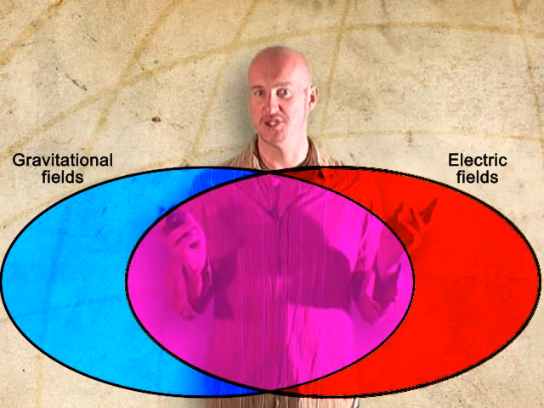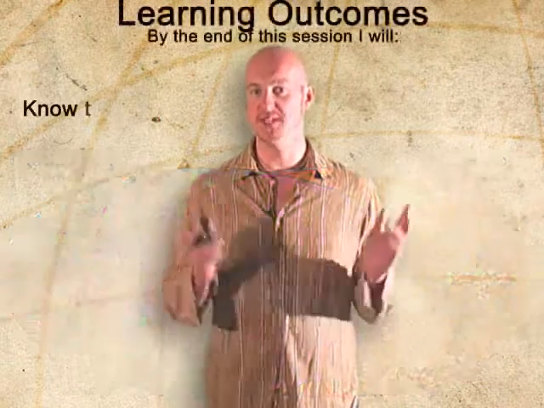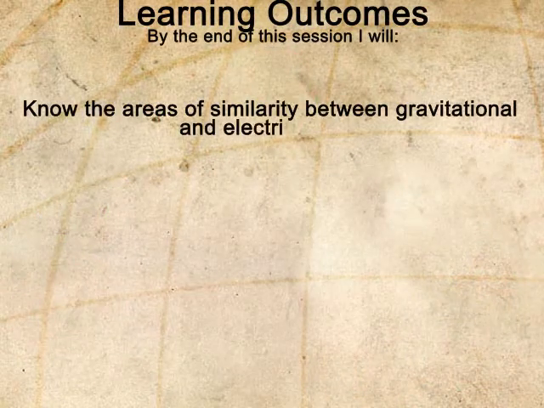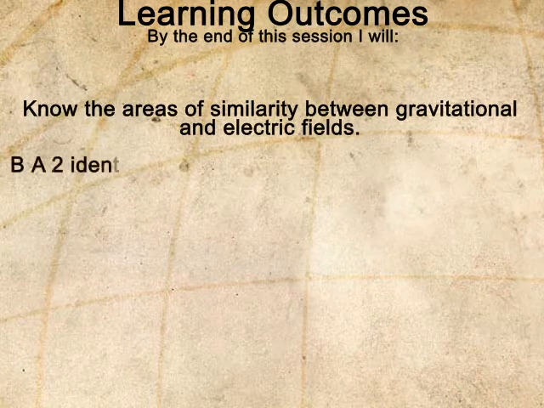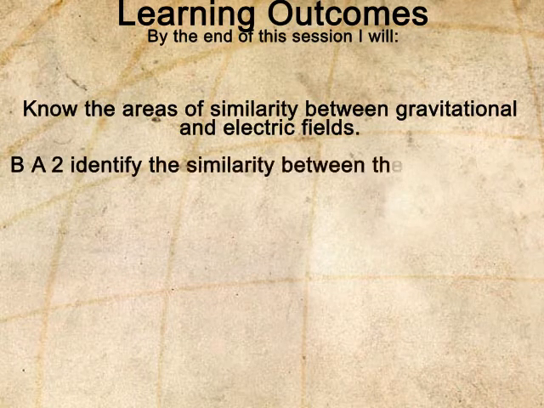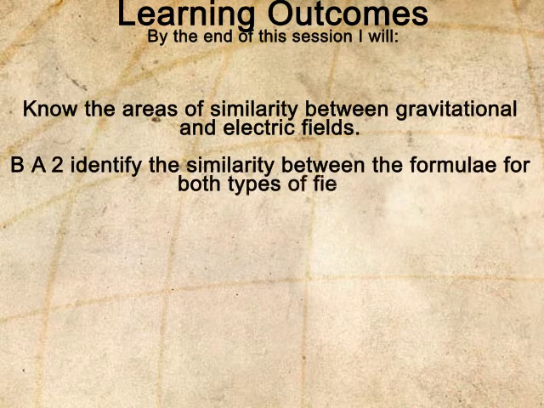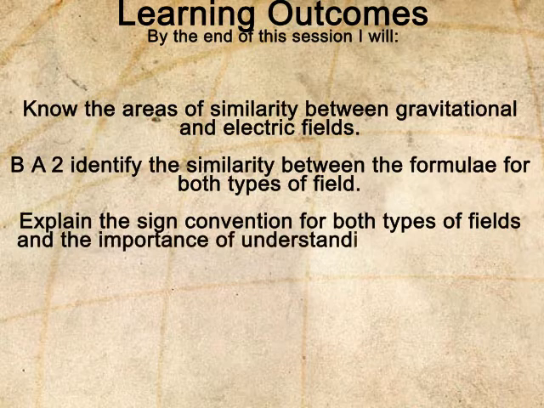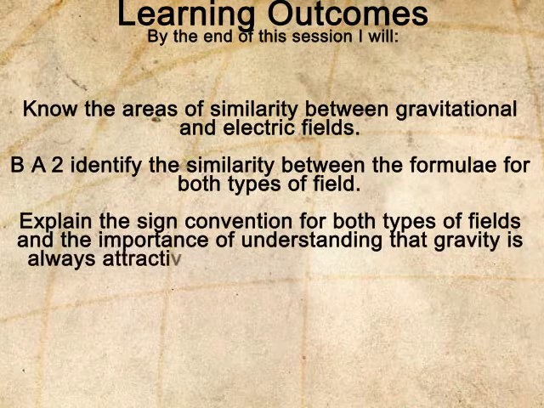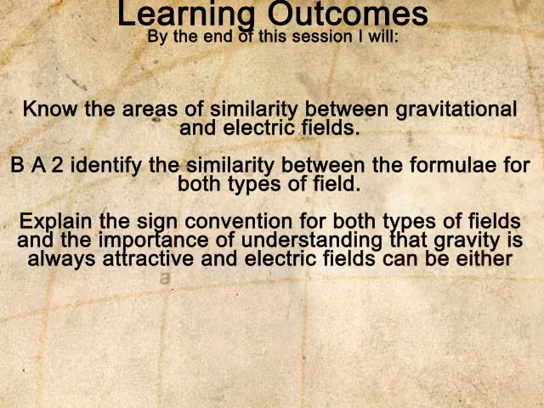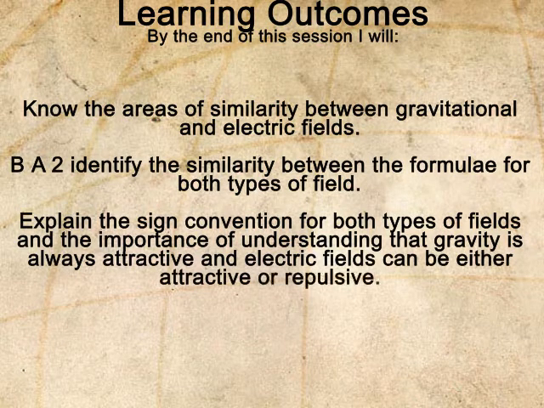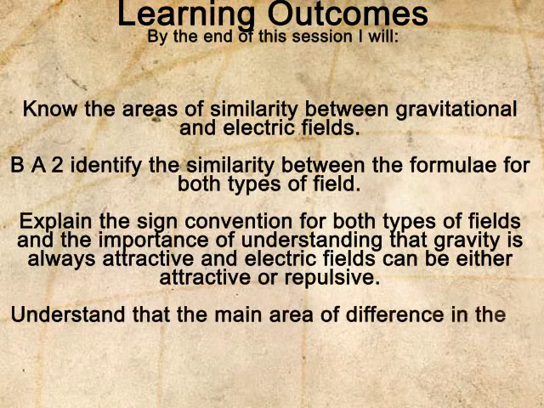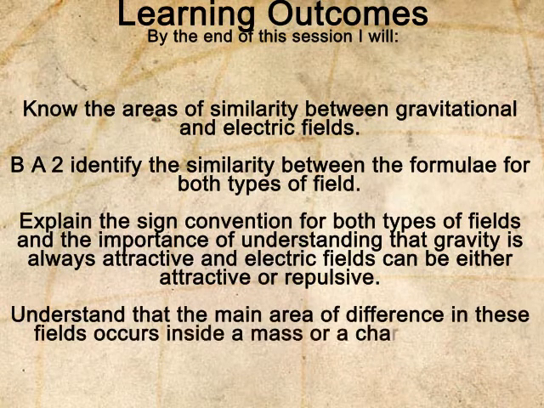By the end of this session, we should know the similarities between gravitational and electric fields. We should be able to identify the similarities between the formula for both types of field and explain the sign conventions for both types of fields and the importance of understanding that gravity is always attractive and electric fields can be either attractive or repulsive. And we should understand that the main area of difference in these fields occurs inside a mass or a charged hollow sphere.